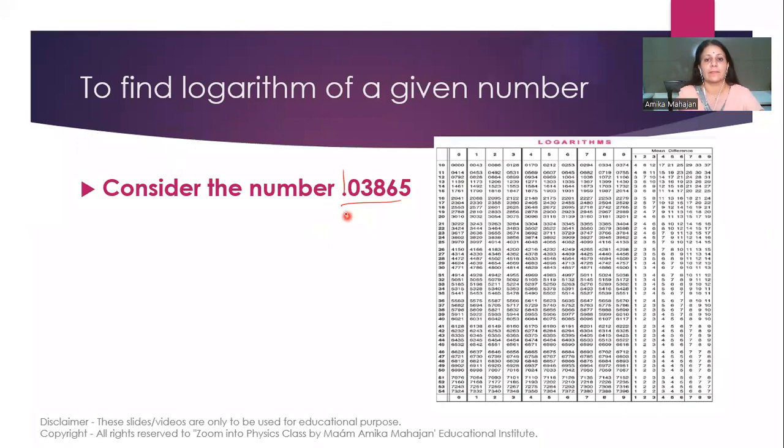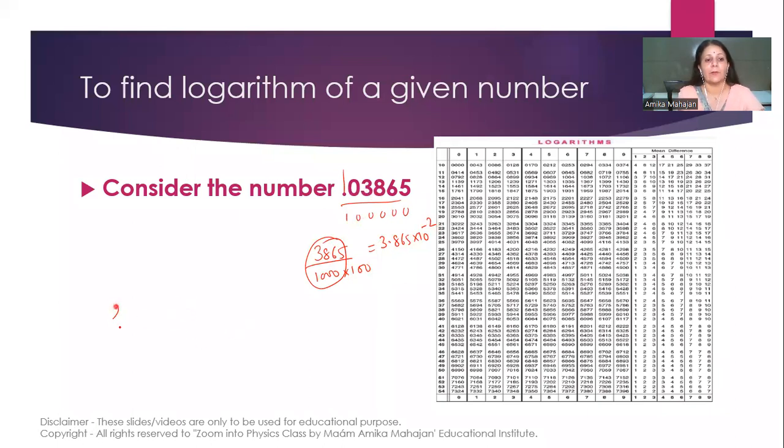First I will remove this decimal. I have to write it in standard form, that means I have to shift this decimal after this 3. This is possible only if I write this number like this. So what will be the standard form? 3.865 into 10 raised to power minus 2.